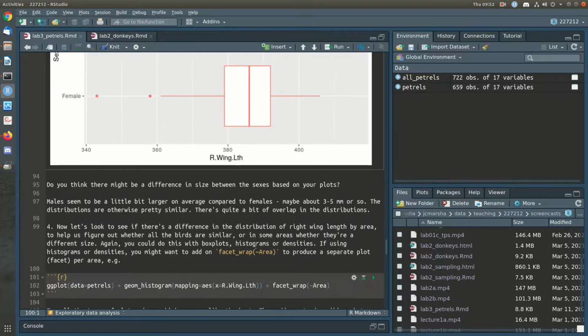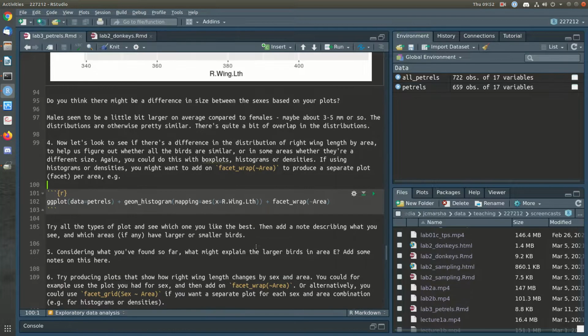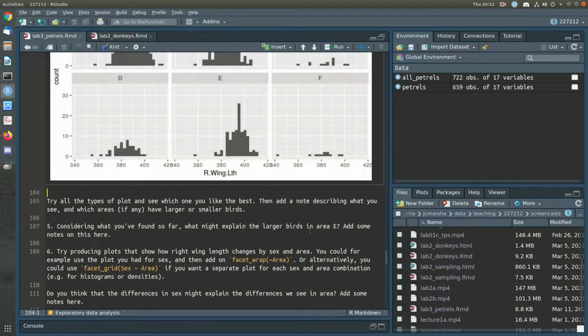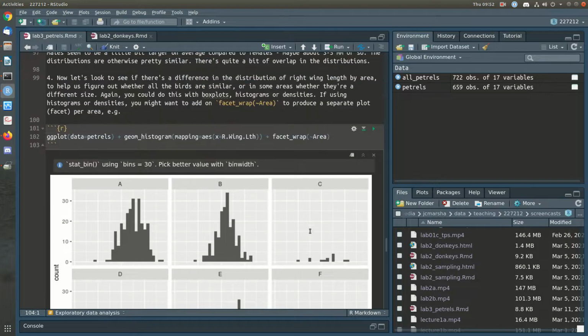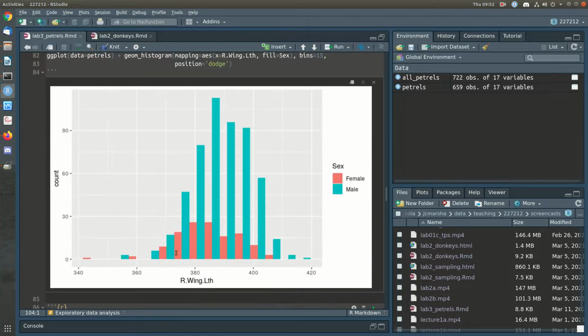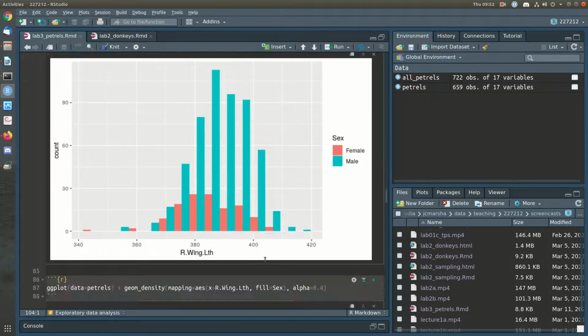Right. So we'll do the same thing for area. We've got some code here. Again, we could use box plots, histograms, or densities. We're going to do a bunch of different plots and see what we can find. So here's some histograms. Instead of colouring it like we did up here and dodging it, because there's 6 groups, that's not going to look very good, right?